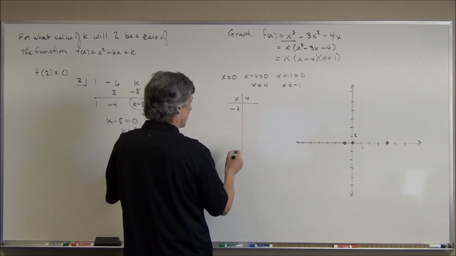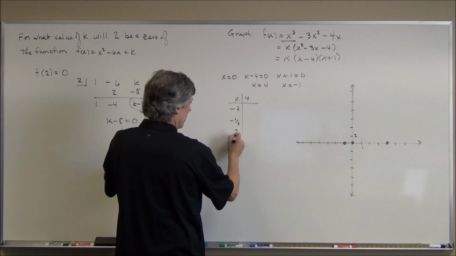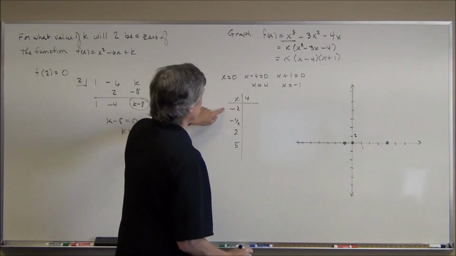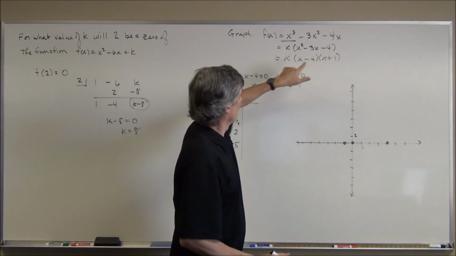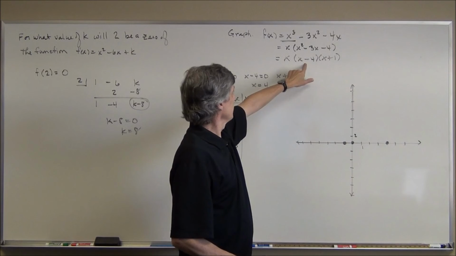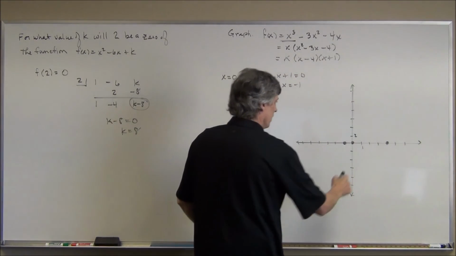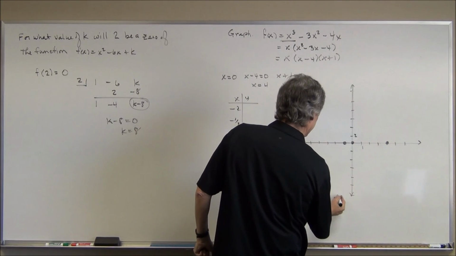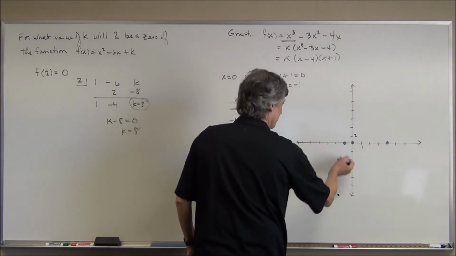I'm going to probably use negative 2. I might use negative a half. I'll use a 2 somewhere in the middle, and then I'll use 5. If I plug in negative 2, probably plug it back into the factored form, you can plug it into here if you want. Negative 2 times negative 6 is 12, times negative 1 is negative 12. 2, 4, 6, 8, 10, negative 12 is right down here. All right, so it's coming up through here.